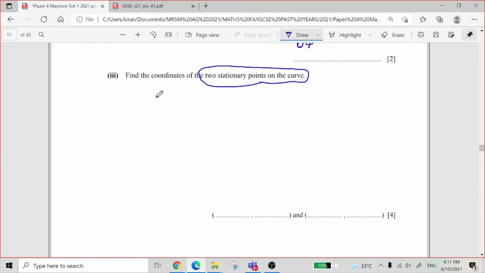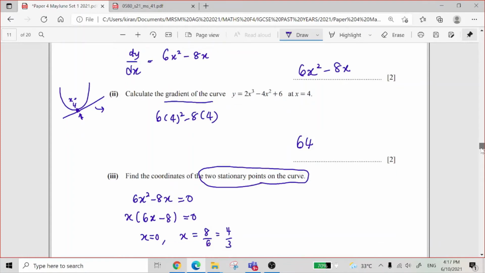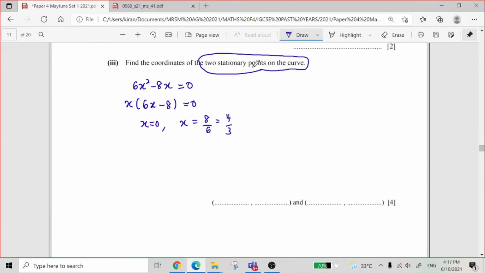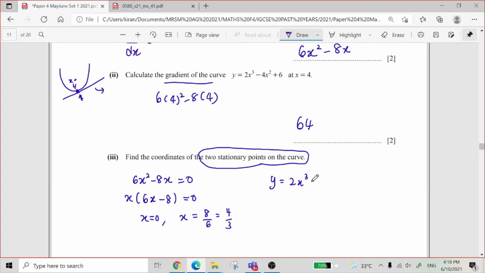Okay, that is the stationary points. Okay, so we take 6x squared minus 8x, and we equate it to 0. So what we get here is 6x minus 8 equal to 0. So we have x equal to 0, and another one we have x equal to 8 over 6 or 4 over 3. Okay, so we have got the values of x. So here we take the curve y from earlier, y equal to x cubed minus 4x squared plus 6. So we substitute x.